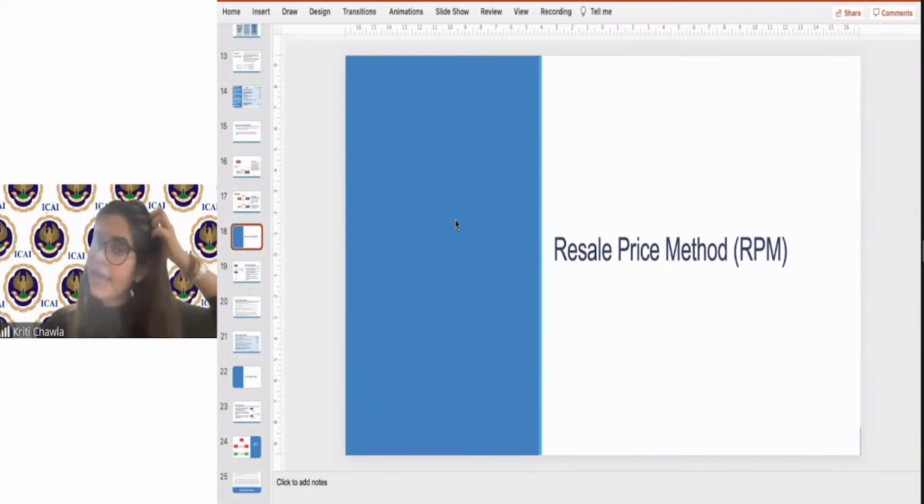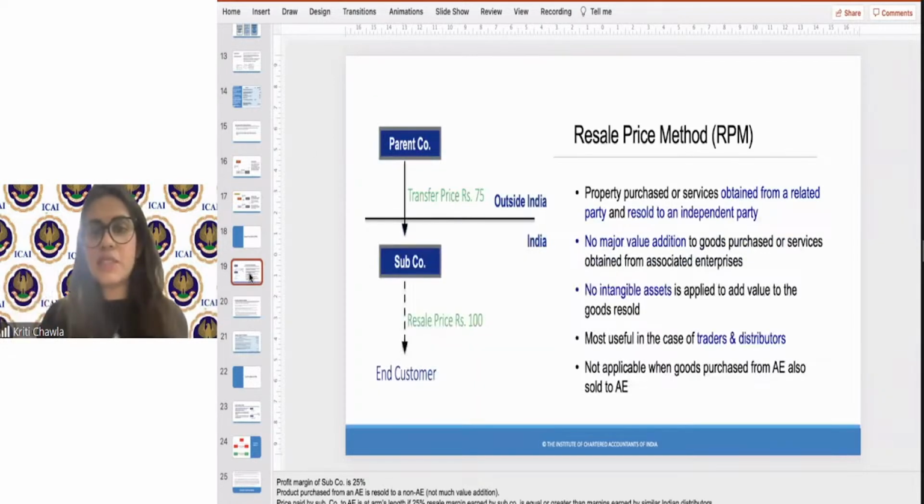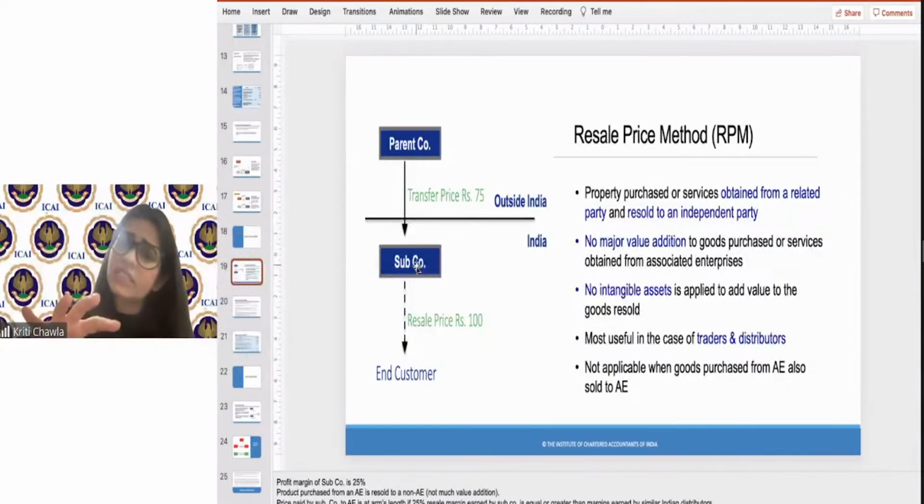Okay, so now what we have is something called the resale price method. The resale price method basically says that there is a parent entity selling to the subsidiary company, and the subsidiary company is reselling it to the end customer. The subsidiary company is more like a distributor. It does not add any value to this commodity. Whatever it has received, it just sells to the end customer.